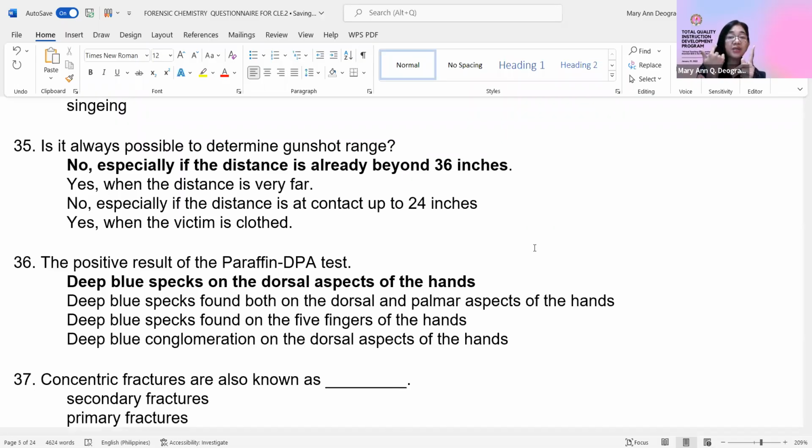Kasi yung conglomeration naman is a mop-like smear, is a smudge, no? So, hindi ganyan ang positive result ng DPA paraffin. It should be the blue specks. And of course, with peelings dapat yan, no? Deep blue specks. Specks means it came within the skin. It was extracted from the skin. Yung specks na yan. No? So, kung smudge yan o kaya conglomeration, ine-negative ng forensic chemist yan.